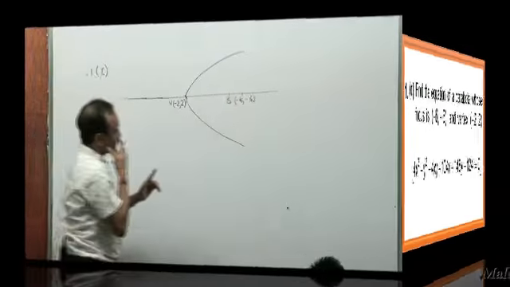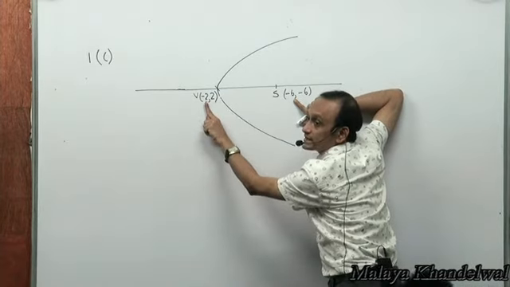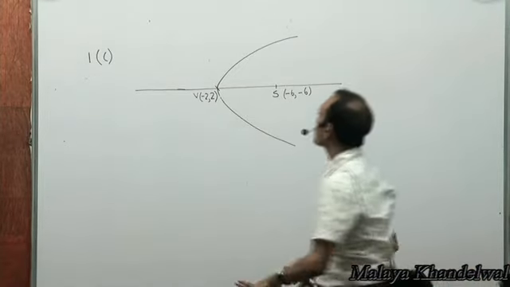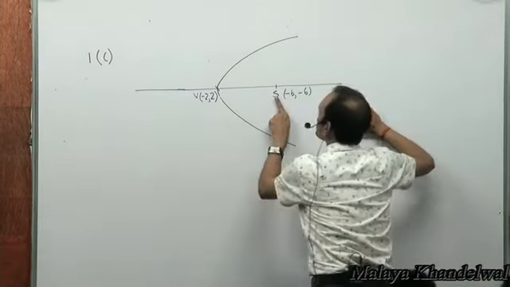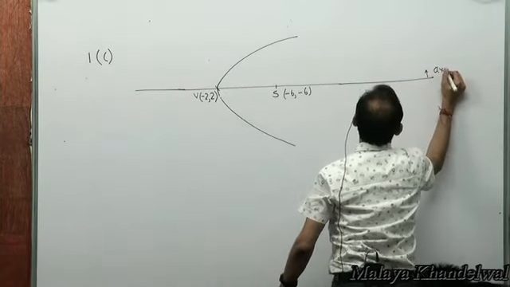So in the next problem, they've given you the coordinates of the focus, they've given you the coordinates of the vertex, and they want you to find the equation of the parabola, right? So obviously the line joining the vertex to the focus will be the axis of the parabola. Yes or no? This will be the axis of symmetry of the parabola.